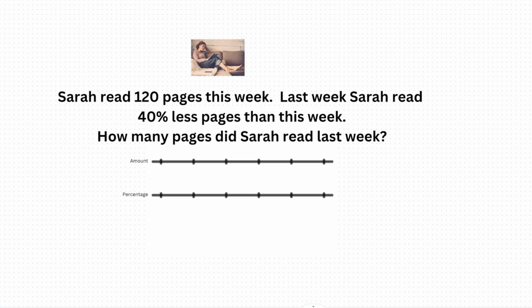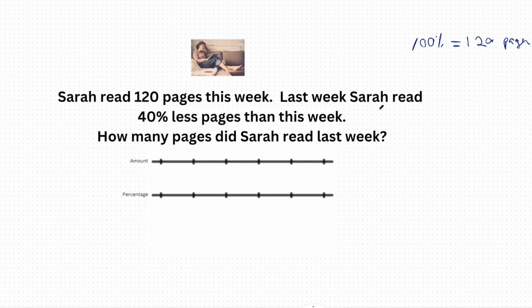Alright, let's do one more problem, but this time it's going to be a percent decrease problem. It says Sarah read 120 pages this week. Last week Sarah read 40% less pages than this week. How many pages did Sarah read last week? What we know is that this week Sarah read 120 pages. So we know that 100% of this week is 120 pages. And it says last week Sarah read 40% less than this.